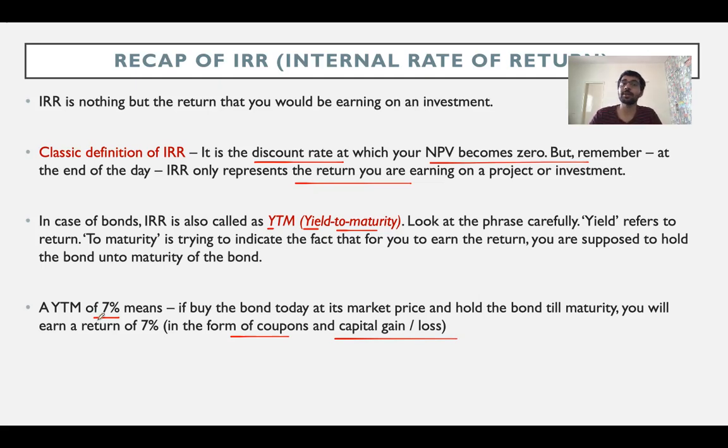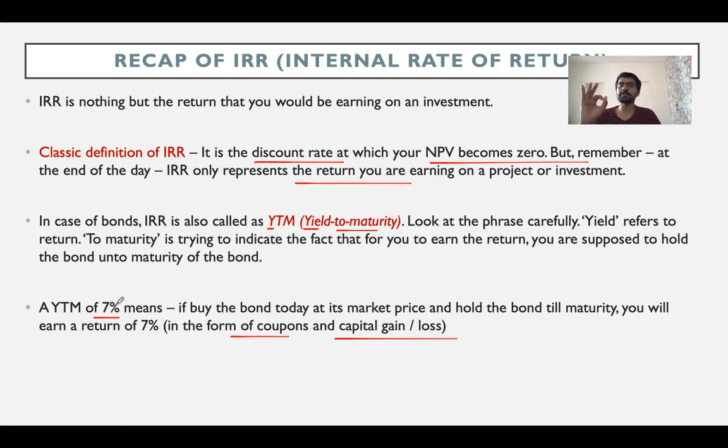So yield to maturity, be clear, yield to maturity is nothing, not the coupon. Yield to maturity is the return that you would be earning. And this return includes the coupon plus any capital gains, right? It would include coupon plus capital gains or any capital loss as well. Because if you are buying a bond at 110, then you have a capital loss of $10, right? So this YTM of 7% has two components. One, the coupon, and second, capital gain or capital loss. You cannot have both capital gain and capital loss in the same scenario, right?